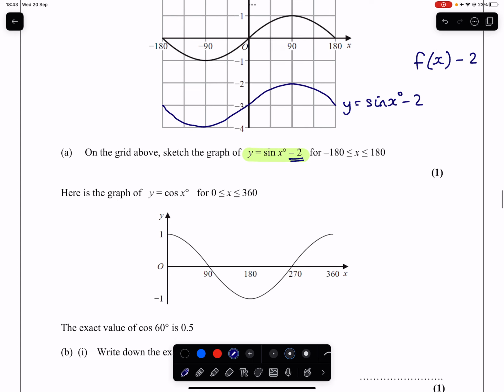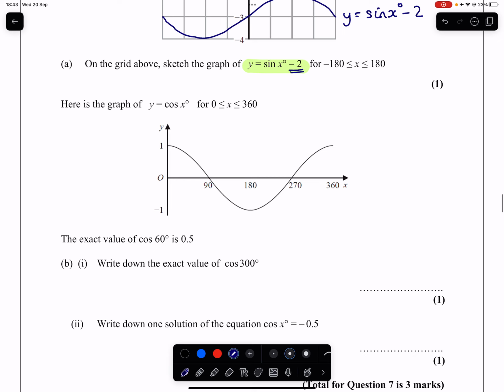Next part. Here is the graph of y equals cos x for 0 to 360. We are told that the exact value of cos of 60 is 0.5. That means that when we put 60 in as our angle, we get 0.5 as our answer. This picture looks really good for that as well. B part 1, write down the exact value of cos of 300.